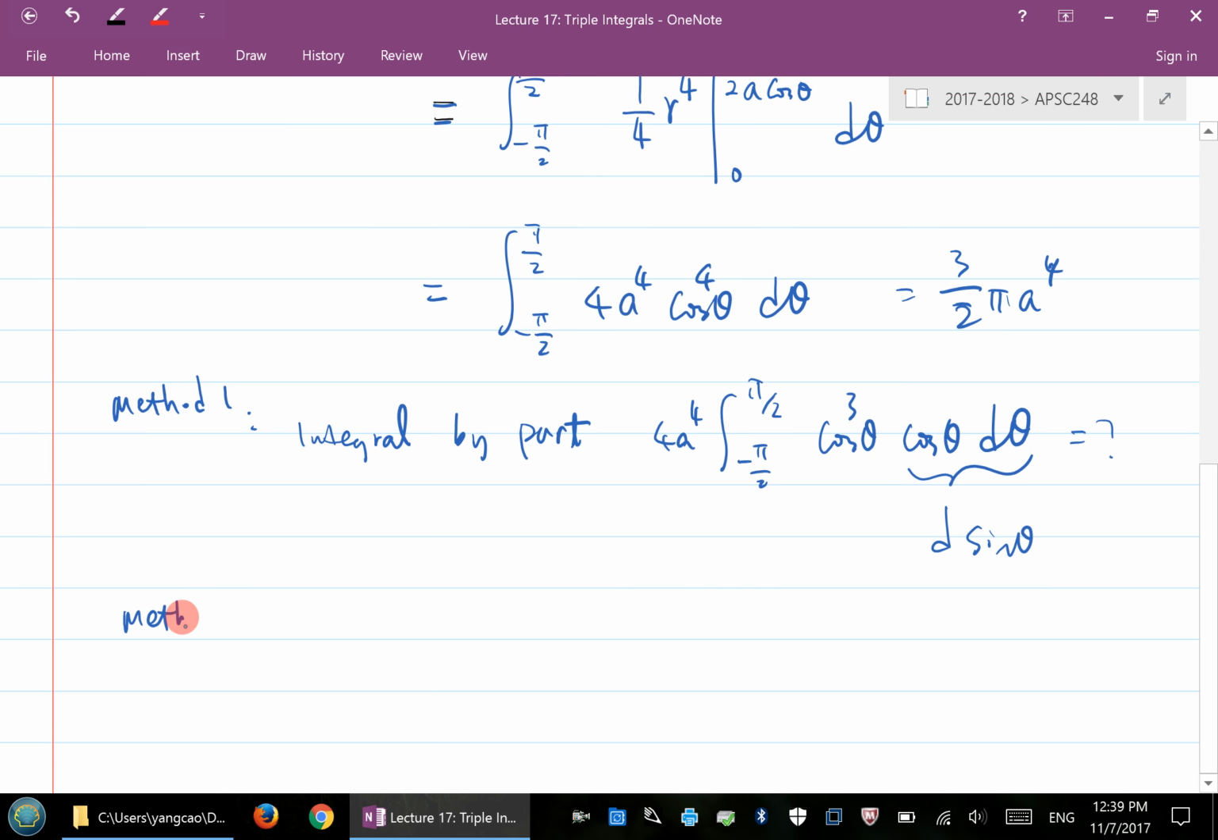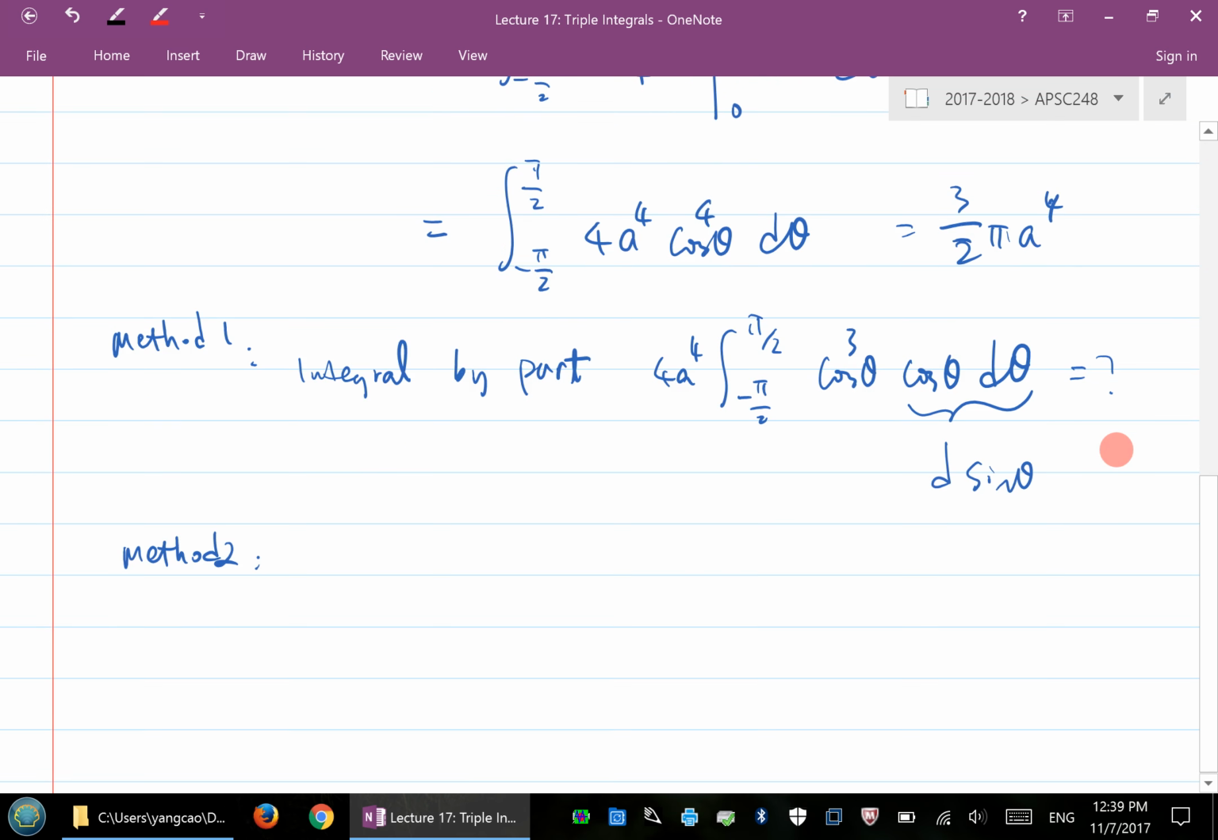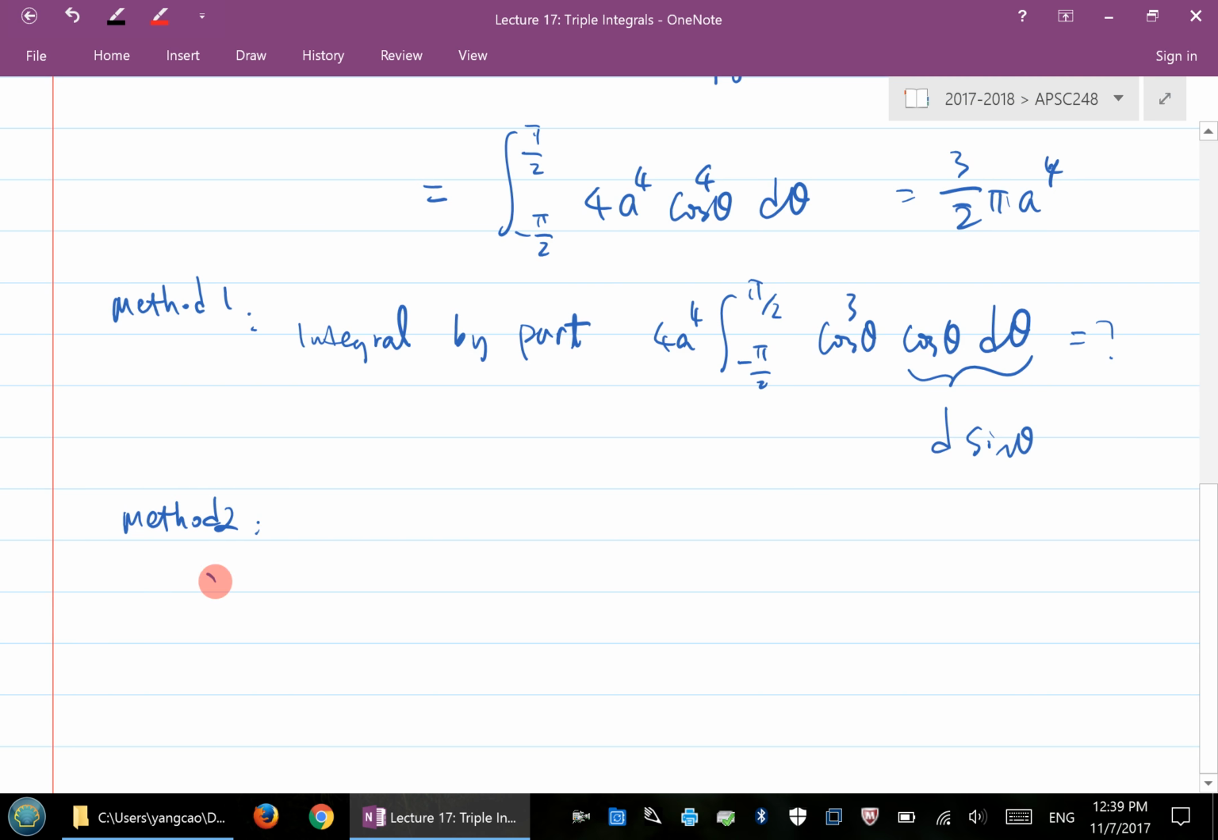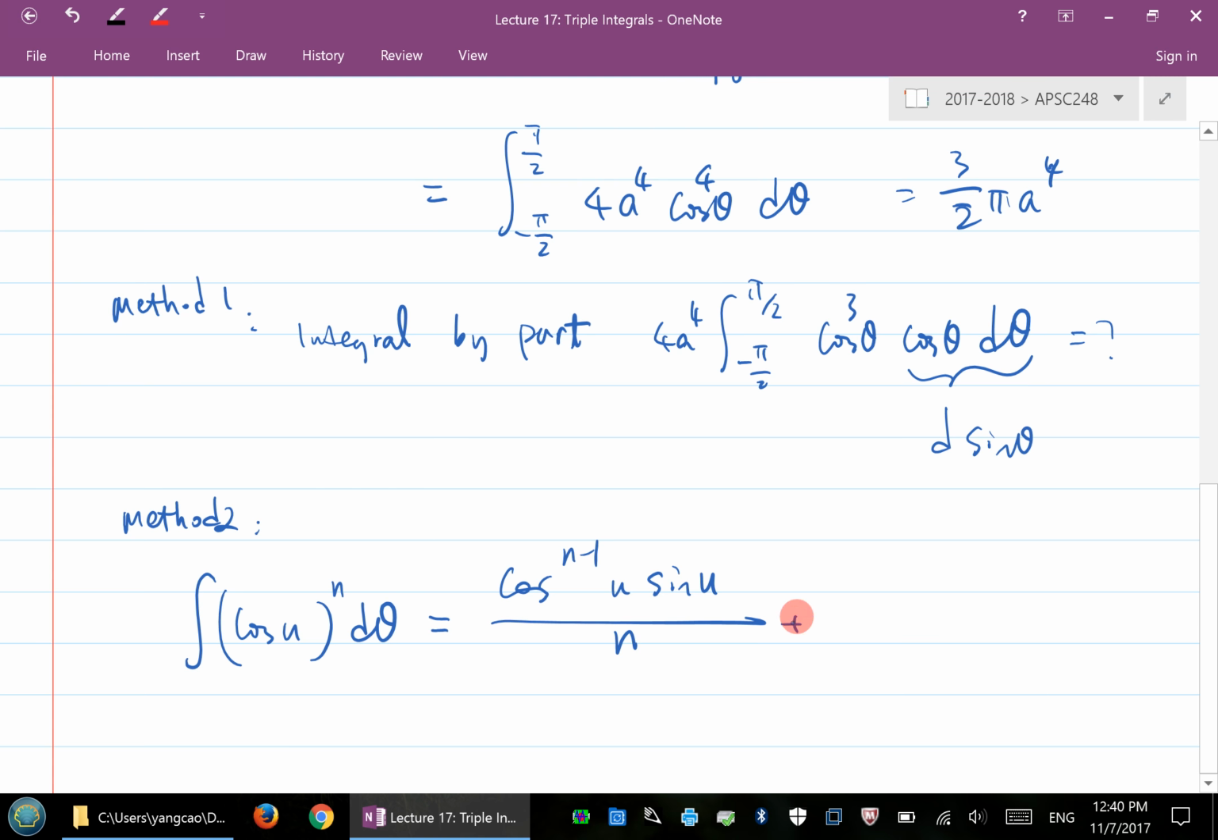And the other approach, you can use the formula. So here's a formula you can use. It's a very general formula for integration of a power of a cosine function. So n here could be any number. And this formula says: the integral of cosine to the n of u du equals cosine to the n minus 1 of u times sine u, divided by n, plus n minus 1 over n times the integral of cosine to the n minus 2 of u du. So you can use this formula.